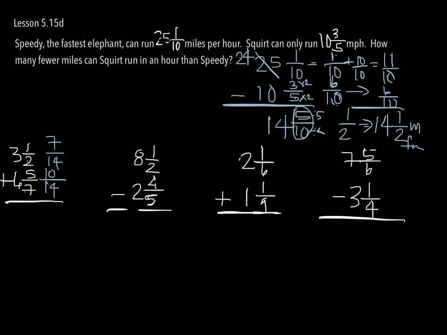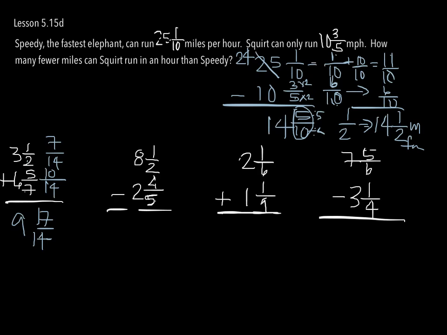And now I can add them up. I'm going to get 7 plus 10 is 17, and my denominator is 14. And 3 plus 6 is 9. So now I have 9 and 17 14ths.